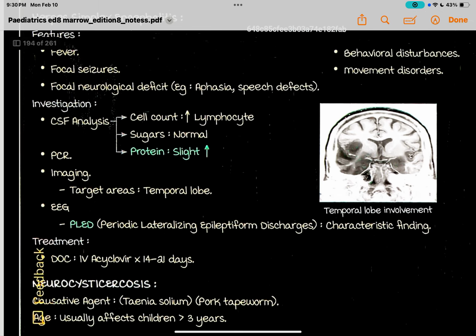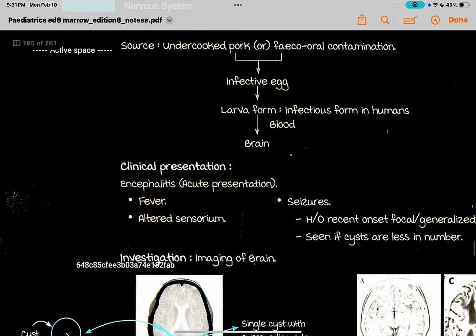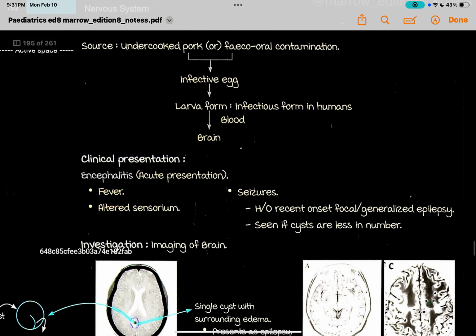Neurocysticercosis, causative agent Taenia solium, called the pork tapeworm. It usually affects children more than 3 years old. Source is undercooked pork or fecal contamination. The egg and larva form is the infectious form in humans, spreading through blood and then to the brain.